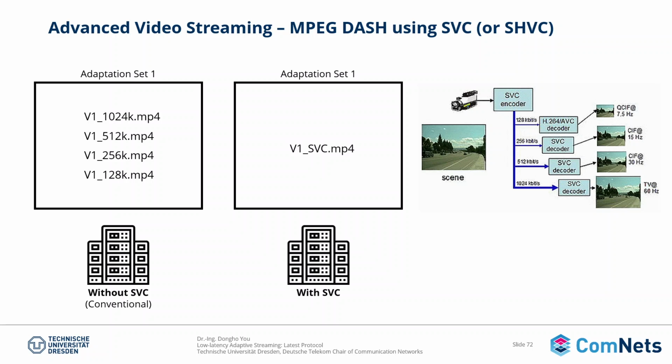Let's see one example. There are two types of server, one without SHVC and one with SHVC. The left one is the DASH server, and it stores all of the different quality video segments, because the server has to prepare everything to respond immediately to the user request. This is the conventional, traditional way in MPEG-DASH, right?